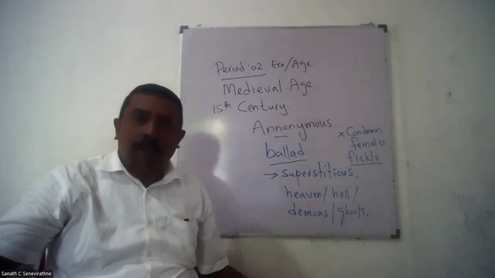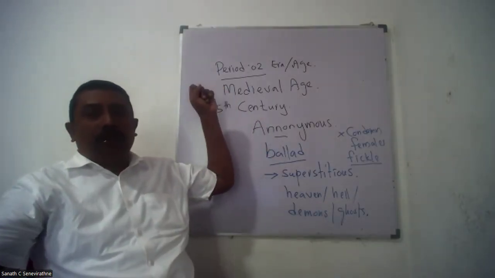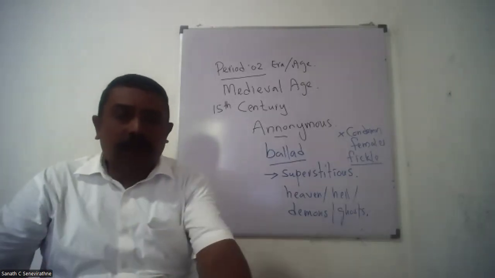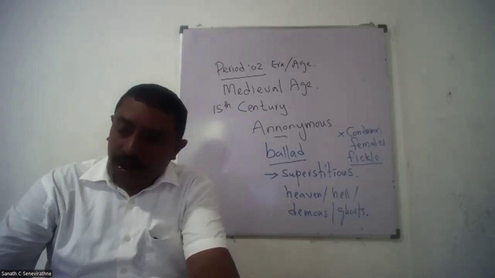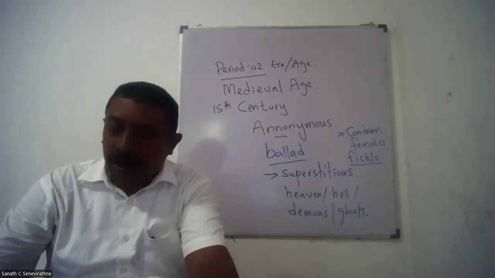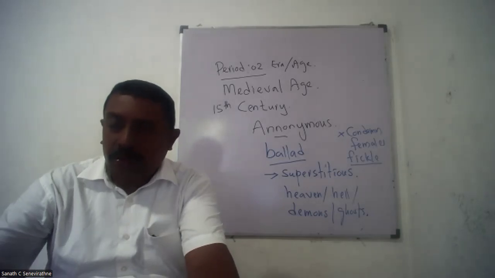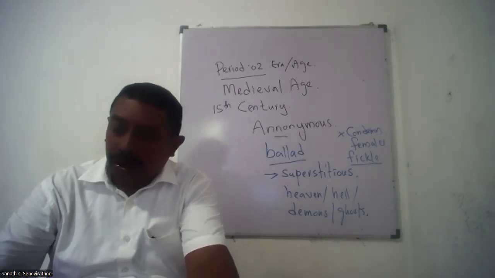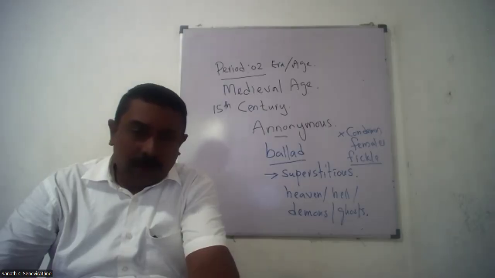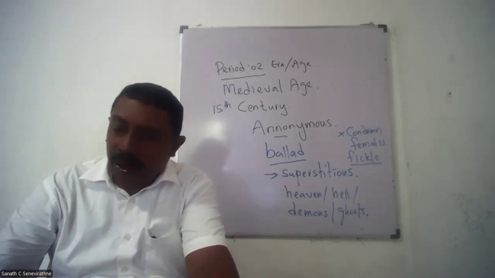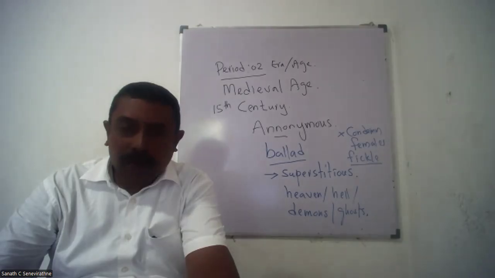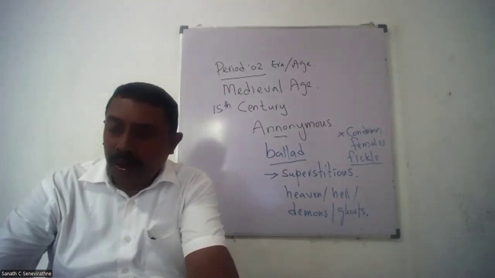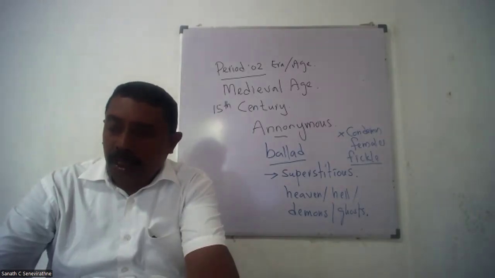Now write. After the subtitle, period 2, if not era, age 2. Right. The second period of English literature is called medieval age.